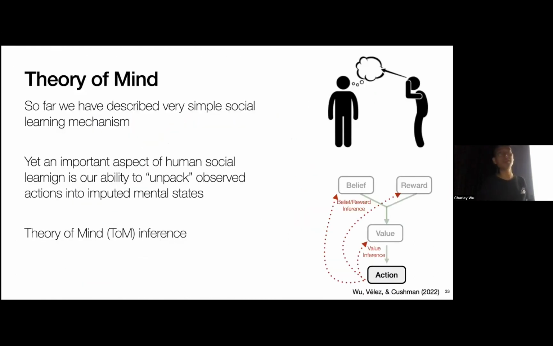Theory of mind is an ability that all humans have, but it's much more debated in terms of animals. This aspect of human social learning is really powerful: we can unpack observed actions into imputed mental states, right? For instance, we can observe some actions that people have taken and infer what value representations they have for different options.